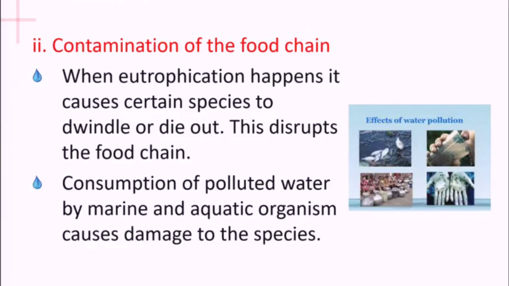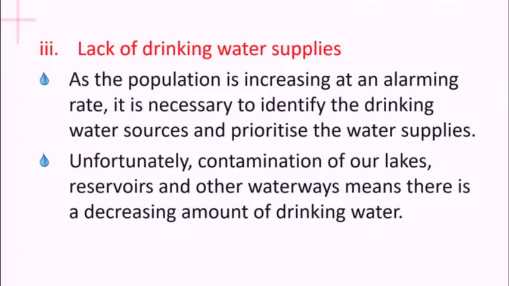Next, coming to the contamination in the food chain. When eutrophication happens, it causes certain species to dwindle or die out. This disrupts the food chain. Consumption of polluted water by marine and aquatic organisms causes damage to the species. The toxins gets into the aquatic organisms. When they are later consumed by the larger species in the food chain, including mankind, the toxins gets into the food and is harmful to the health of all species. This causes damage to the internal organs. Similarly, when we consume the pesticides used in agricultural products, it causes disruption in the food chain and also becomes a toxin to us.